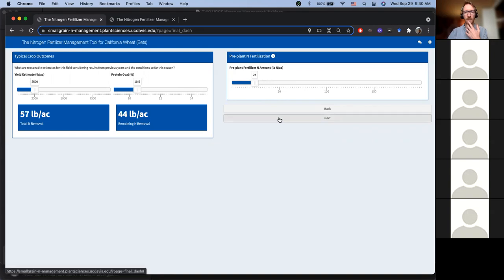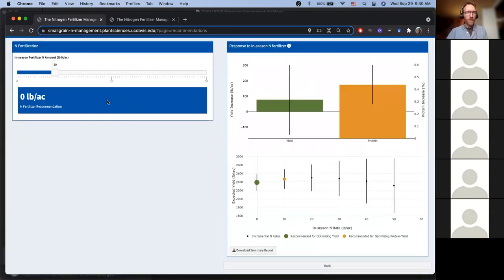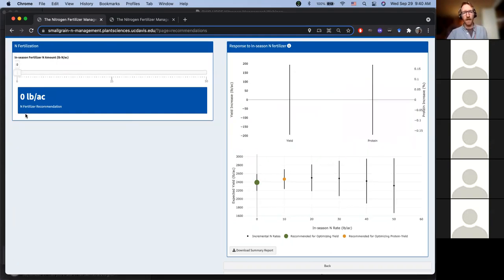Again, there's some more information on this if you like. We go through to that, and it comes up with a recommendation of 0, right? This is ultimately the recommendation that the model is telling you, that there's no reason you need to add anything. What does that mean? That means there's enough nitrate in the soil, and based on where we're at now, there's enough.